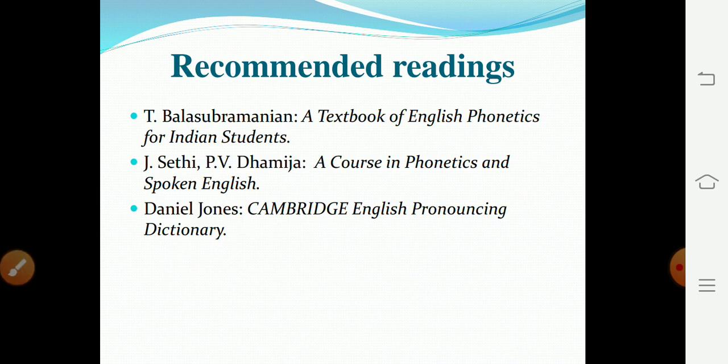I hope the study of consonant sounds is now clear to you. We have studied the consonant sounds on the basis of voicing status, the place of articulation and the manner of articulation. Here I am going to give you some of the recommended readings.